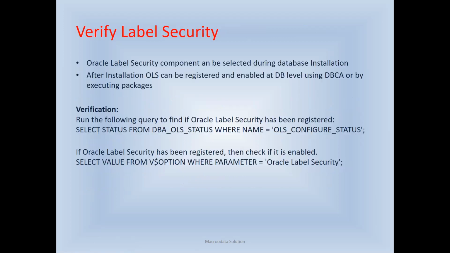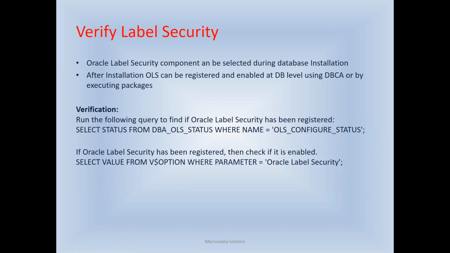Okay, so first we have to enable the label security. Label security is a component that appears in the list when we are installing Oracle or creating an Oracle database, where we can enable or disable it, but generally we don't check it. If we have not checked it during creation, we can definitely enable it later on as well.